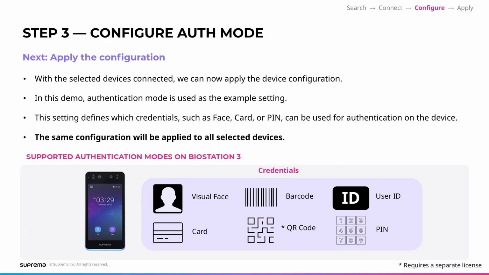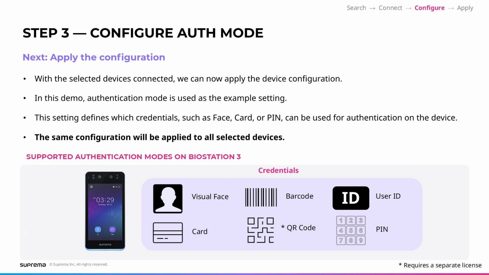Now that the selected devices are connected, we can move on to configuring the authentication mode. In this demo, authentication mode is used as the example setting. This setting defines which credentials can be used for authentication on the device. On BioStation 3, the supported credentials include visual face, barcode, user ID, card, QR code, and PIN. Please note that QR code requires a separate license. And because this is a batch configuration workflow, the same setting will be applied to all selected devices.